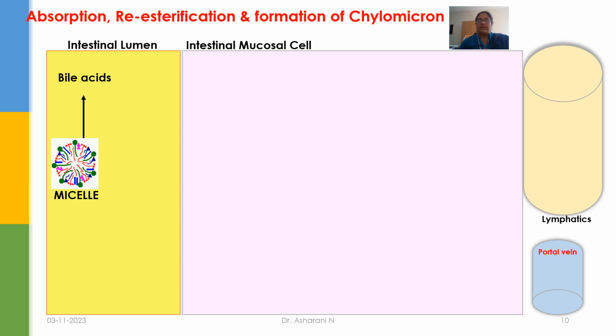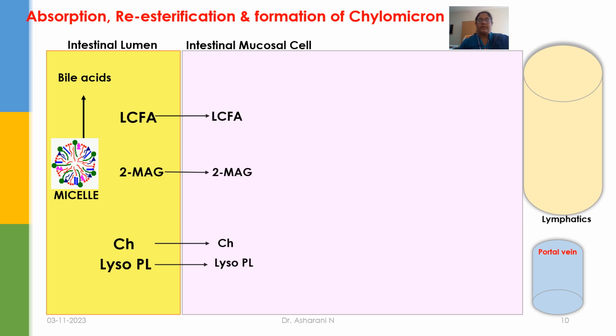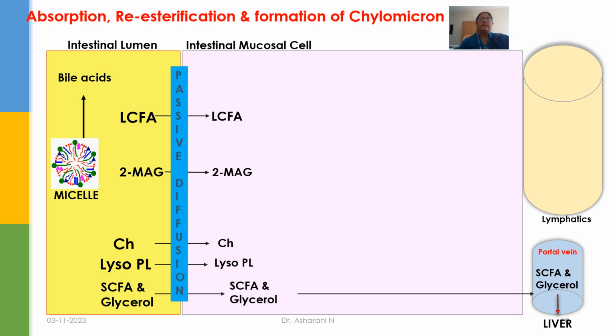Once again, I will be summarizing: micellar formation, then after release of bile acids, all the other contents enter the mucosal cells through passive diffusion, and short chain fatty acids and glycerol directly enter the portal circulation and go to the liver.